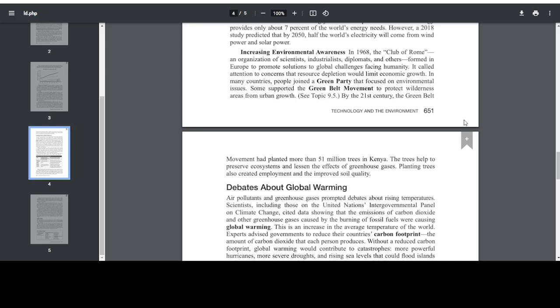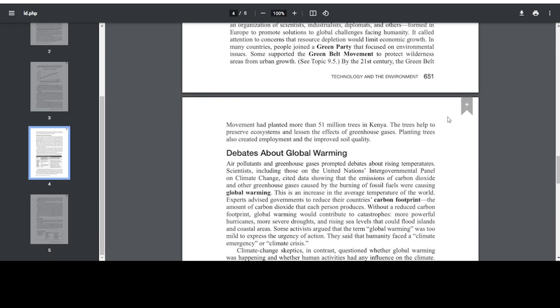See topic 9.5 or one of our next videos to come out. By the 21st century, the Green Belt movement had planted more than 51 million trees in Kenya. The trees helped to preserve ecosystems and lessen the effects of greenhouse gases. Planting trees also created employment and improved soil quality.